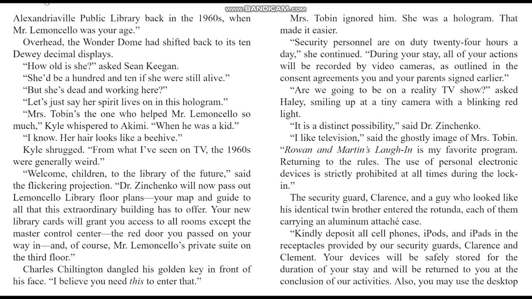"Welcome, children, to the Library of the Future," said the flickering projection. "Dr. Zinchenko will now pass out Limoncello Library floor plans, your map and guide to all that this extraordinary building has to offer. Your new library cards will grant you access to all rooms except the Master Control Center, the red door that you passed on your way in, and, of course, Mr. Limoncello's private suite on the third floor." Charles Chiltington dangled his golden key in front of his face. "I believe you need this to enter that." Mrs. Tobin ignored him. She was a hologram.